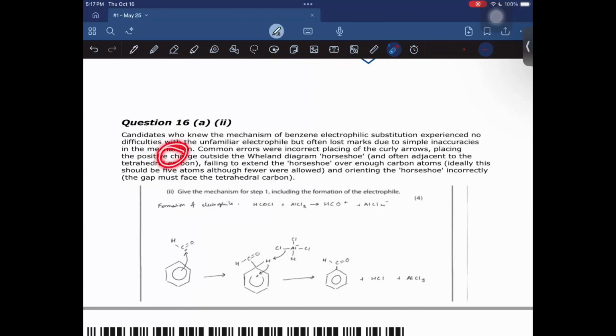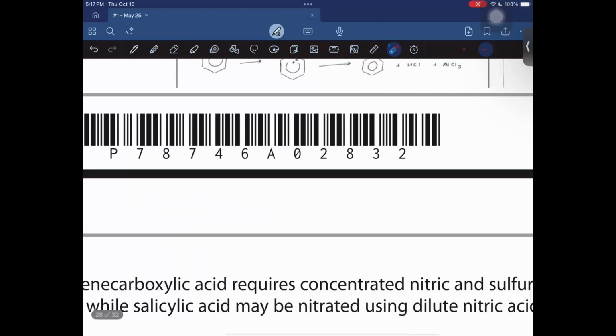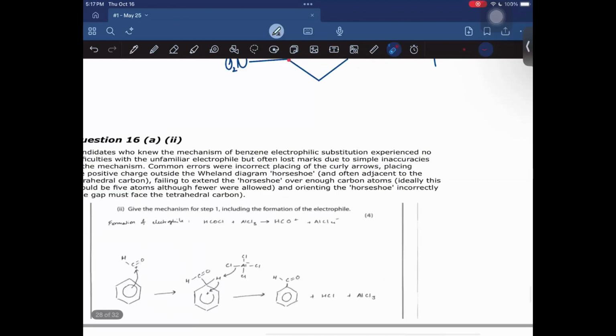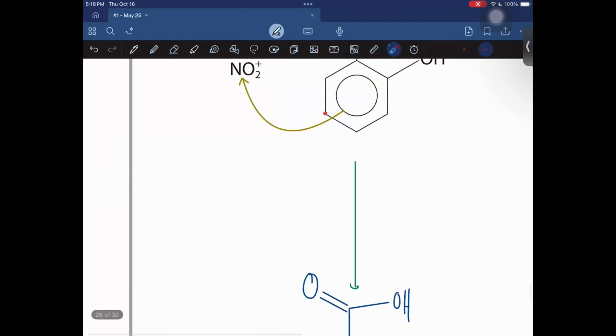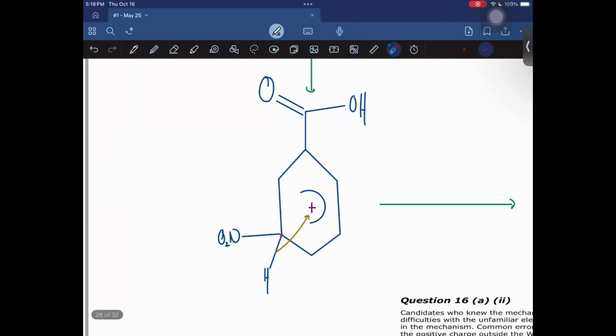Placing the positive charge outside the horseshoe, and often adjacent to the tetrahedral carbon. And failing to extend the horseshoe over enough carbon atoms, which ideally should be at least 5 carbon atoms, and orienting the horseshoe incorrectly, where the gap must be okay. In short, first of all, this thing should be at least 5 carbon atoms in length, right?